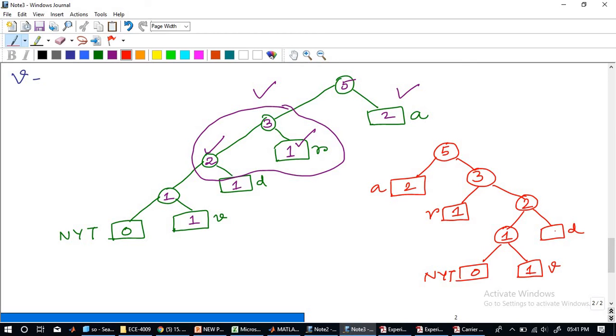D was how much? 1. Everyone followed what I did. You can do it at the back also. But this is the first time I am doing it, that's why I thought of showing you this way.